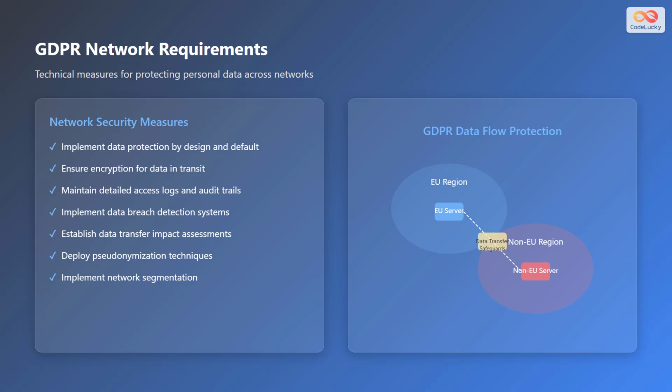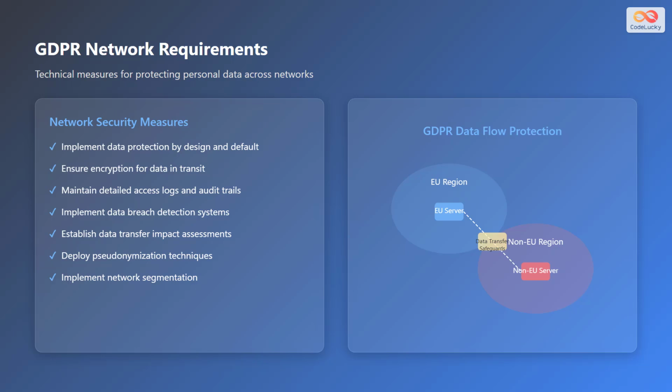Let's discuss the technical measures for protecting personal data across networks under General Data Protection Regulation. On the left, we have the network security measures. First, implement data protection by design and by default. Second, ensure encryption for data in transit to protect personal data during transmission. Third, maintain detailed access logs and audit trails to monitor data access and detect potential breaches. Fourth, implement data breach detection systems to identify and respond to security incidents promptly.